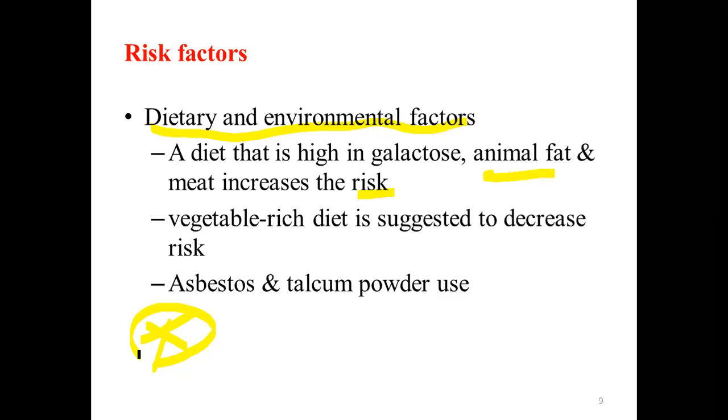Then vegetable-rich diets are usually protective. They are very important and they protect from ovarian cancer. So most of the time, if you want to reduce the risk of cancer, eat more vegetables. I think vegetables have different nutritional components that can prevent abnormal growth and proliferation in the body system.